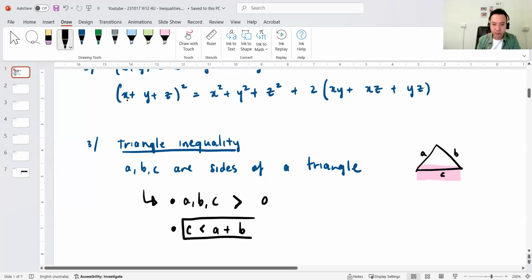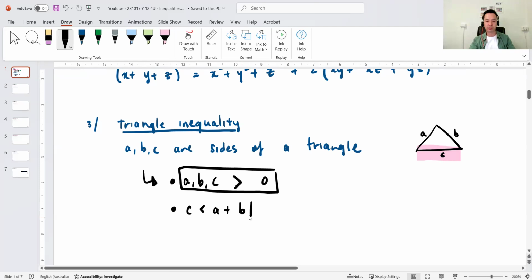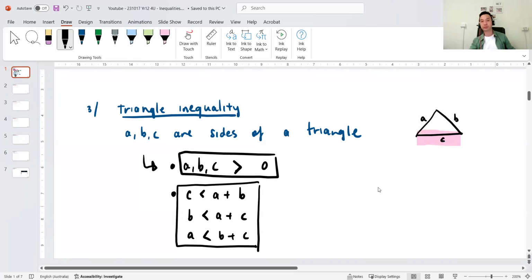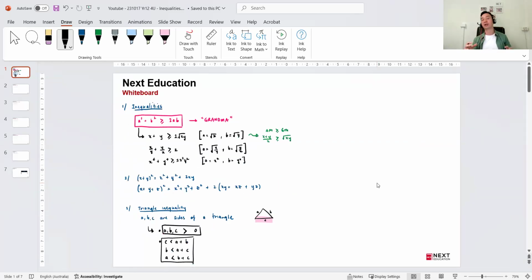That's important, it gives you two facts. The first is that all the sides are positive, and the second is that any side, and I'll be more general and comprehensive here, so C is less than A plus B, and obviously B is less than A plus C, and A is less than B plus C. So any side is less than the sum of the other two. That's important, guys. With that little introduction of theory, let's go through some of these questions from past papers.